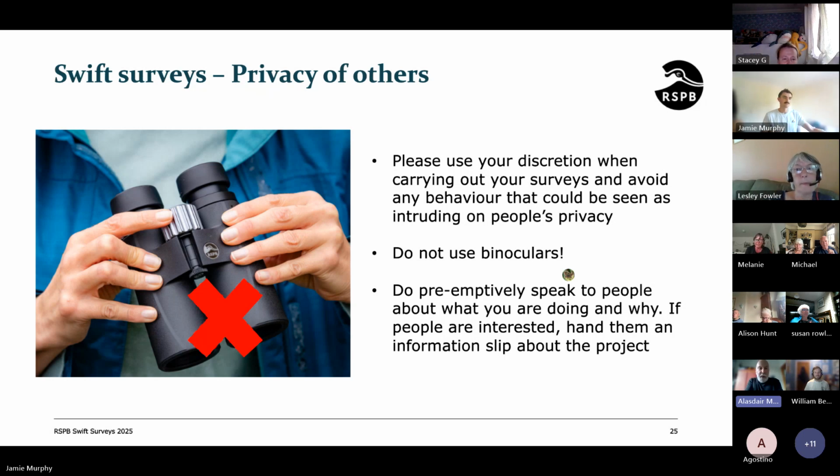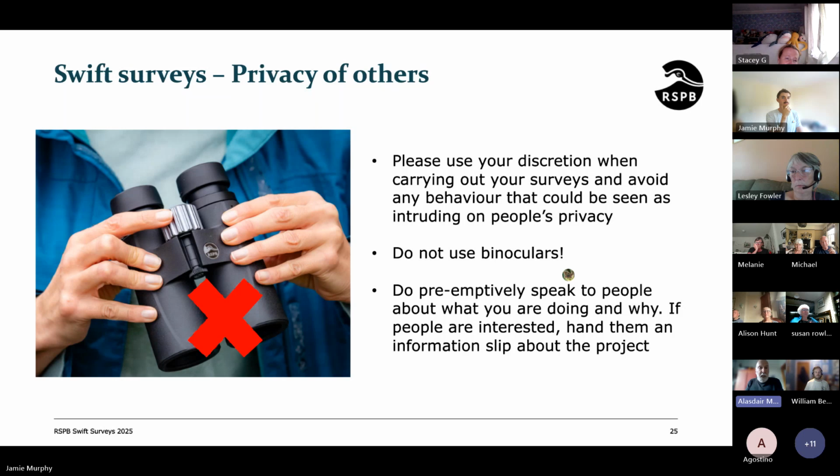But something, as you can see from the red cross, they say don't use binoculars, because it does look like you're peering up at people's bedroom windows, and it tends to be frowned upon. So try to avoid that. Just make sure you've got your specs on so you can see what's going on. And if people do come and ask in a friendly way, please tell them, because this is another way of spreading the word and letting them know what's happening.